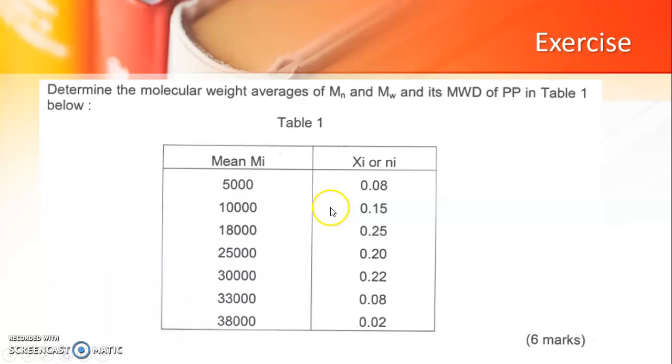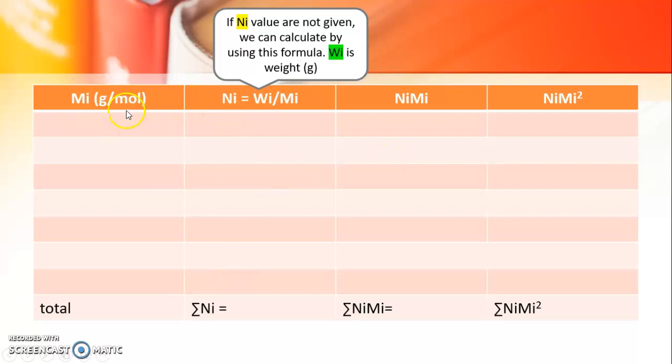So this is the exercise you need to do. Please calculate the values for Mn, Mw, and MWD. Then I want you to draw the PDI curve. You need to calculate Mw over Mn in order to get the PDI. Make sure you draw the curve and mark where Mn and Mw are. You need to make a table like this.